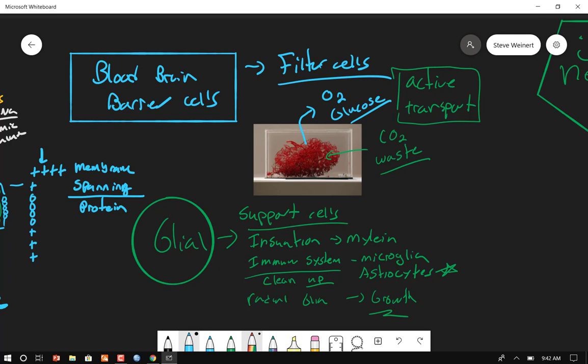Okay, so the blood-brain barrier cells keep oxygen and glucose flowing into the brain, and they keep the CO2 and the waste flowing out. What surrounds all of your brain cells?